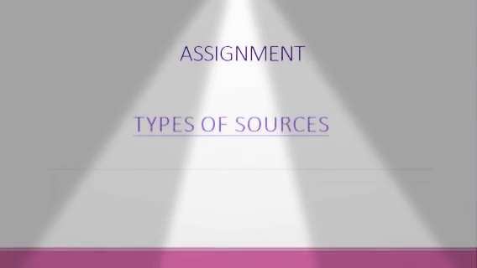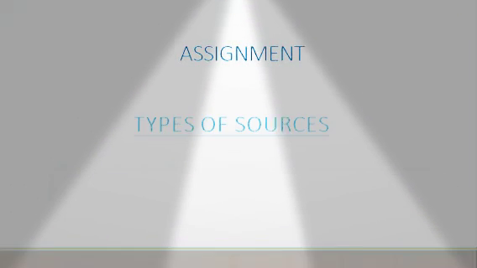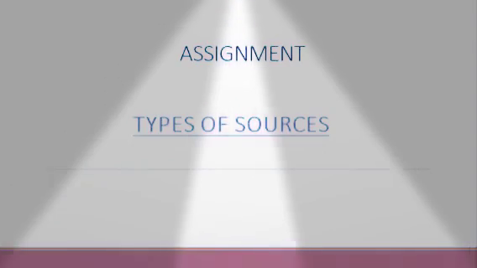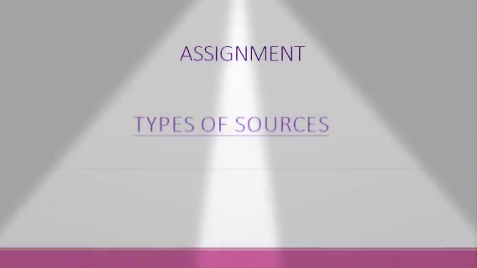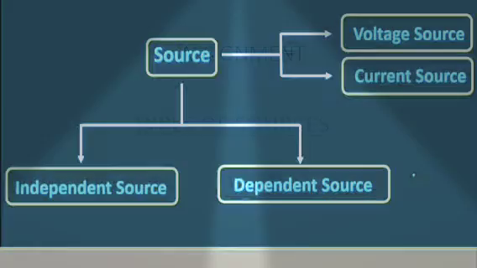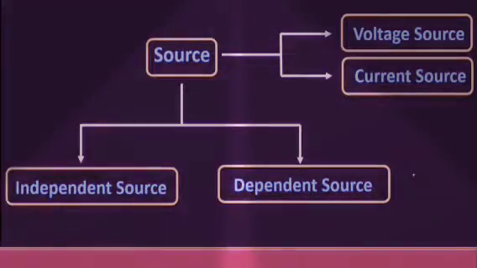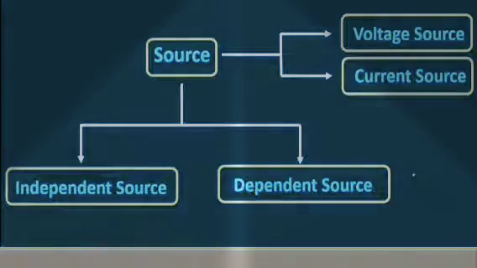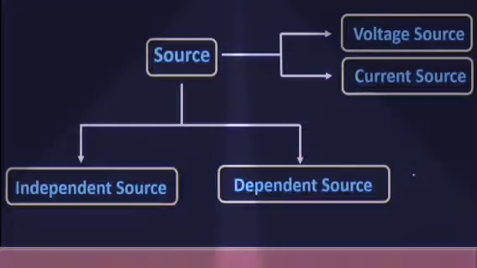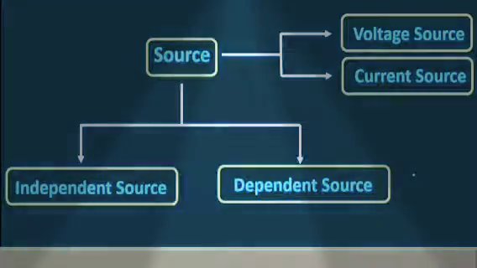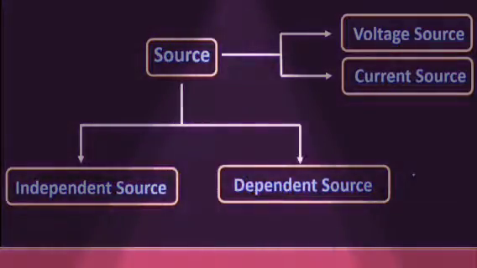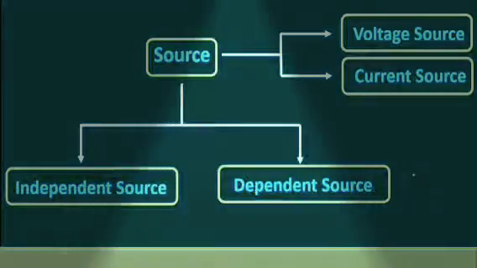Hi, my name is Kusha and my presentation is on the topic types of sources in electric circuits. There are two kinds of sources, mainly voltage and current sources. But the categories of sources are independent sources and dependent sources, which we further discuss in the presentation.